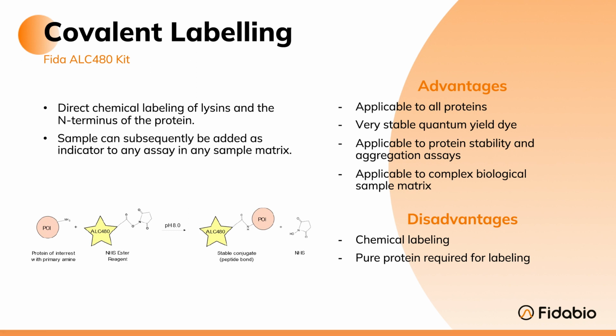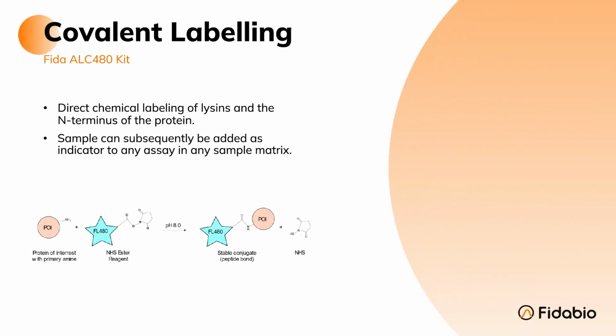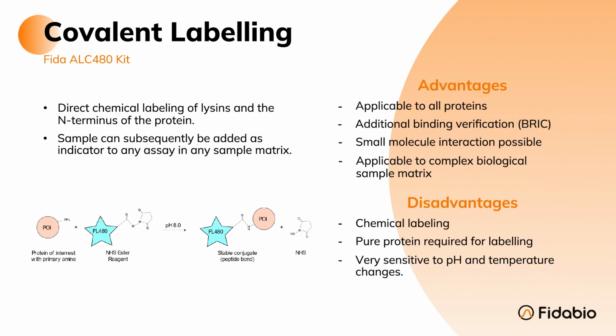After labeling of the pure protein, it can of course be added directly to complex biological matrices like lysates. The second kit has a dye called FL480. It utilizes the same labeling chemistry as the ALC 480 kit and thus comes with the same advantages and drawbacks. The main difference is that the FL480 is very sensitive to pH, temperature, and the local environment changes, meaning that the binding related intensity change is likely to occur. So additional binding verification is available with this dye, meaning it is applicable to small molecule binding.